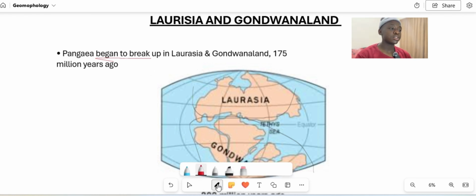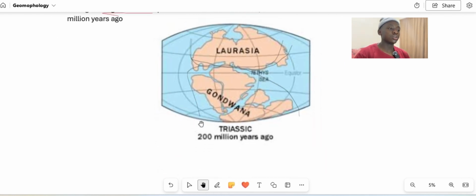Then it began to take place, and I tried to highlight it here. It began to separate Pangaea, the biggest landmass, and formed two bigger landmasses. They were still big, but they were now separated, meaning they were separated by what? By the sea, by water. So it was Laurasia and Gondwanaland. This took place 200 million years ago.